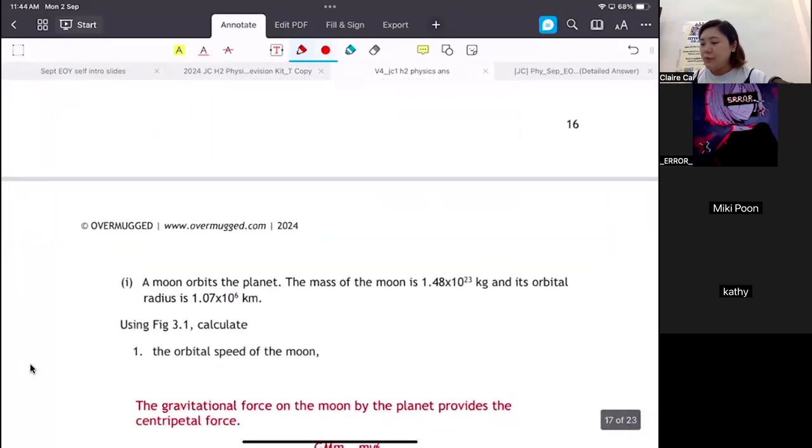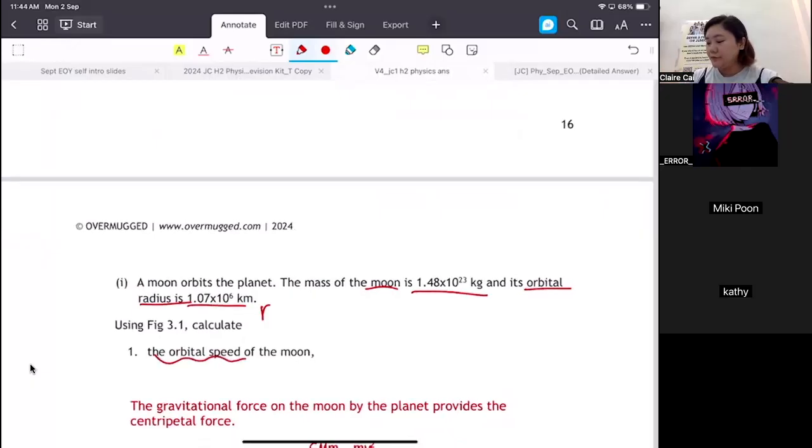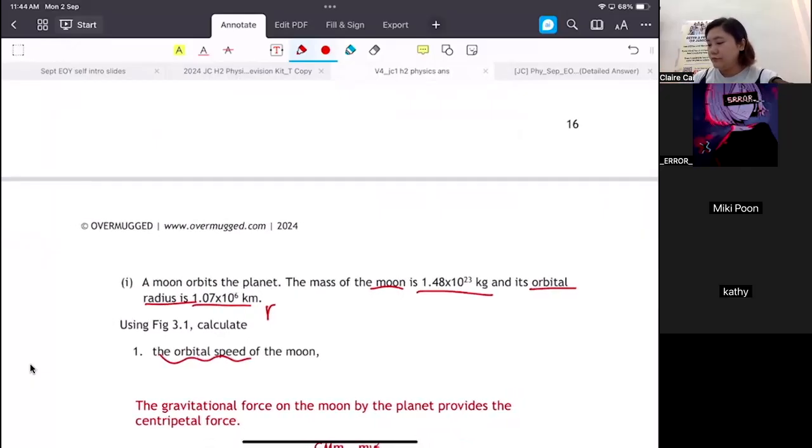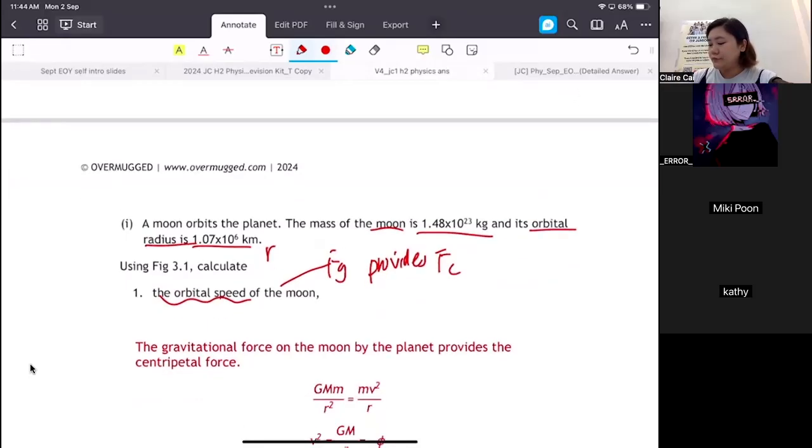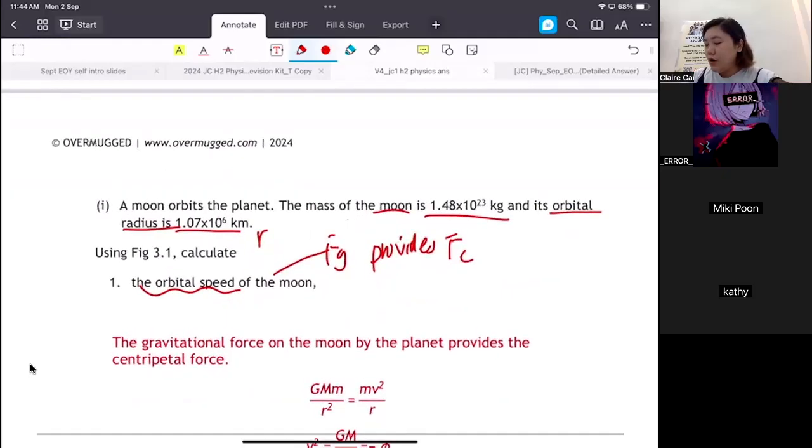Okay. So the moon orbits the planet. The moon's orbit radius, R, is 1.0 times 10 to the power 6 km. Calculate the orbit speed. So here, if you want to calculate the orbit speed, this one is about your satellites. Satellite forces: FG provides FC. So your GMm over R square will equal to mv square over R.